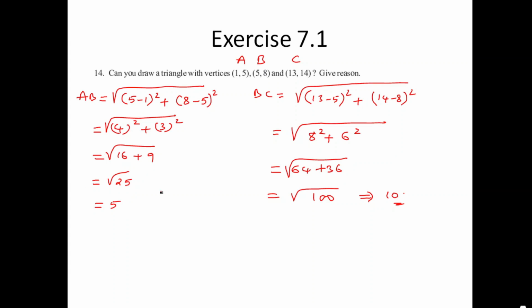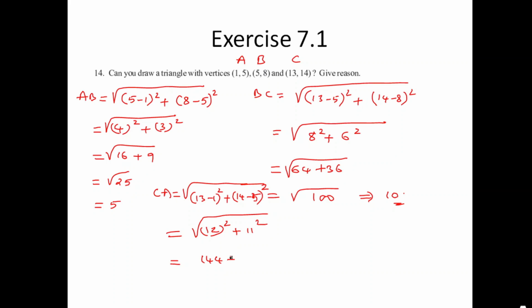Similarly, let's solve the distance of C to E. x2, that is 13 minus 1, to the whole square plus 14 minus 5 to the whole square. So let's solve this. This is 12 square plus 11 square, isn't it? So you need to solve this one over here. You will be getting 144 plus 121.